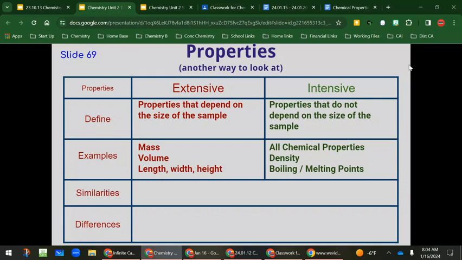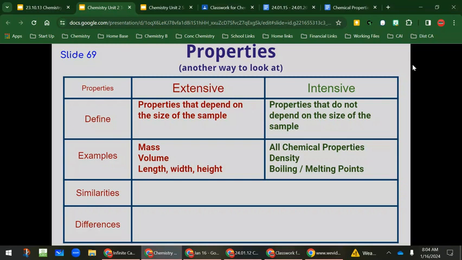So, for example, the containers of water on the cabinets in the back compared to the pitchers of water on the counter. The amount of water in there, if it matters for the property, that makes it extensive. So, for example, the mass of water in the big containers, the volume of water in the big containers. Those are extensive properties. There aren't a lot of extensive properties. Most properties do not depend on the size of the sample. Some do. Mass, length, volume, width, height. Okay? These depend on how much sample is there.